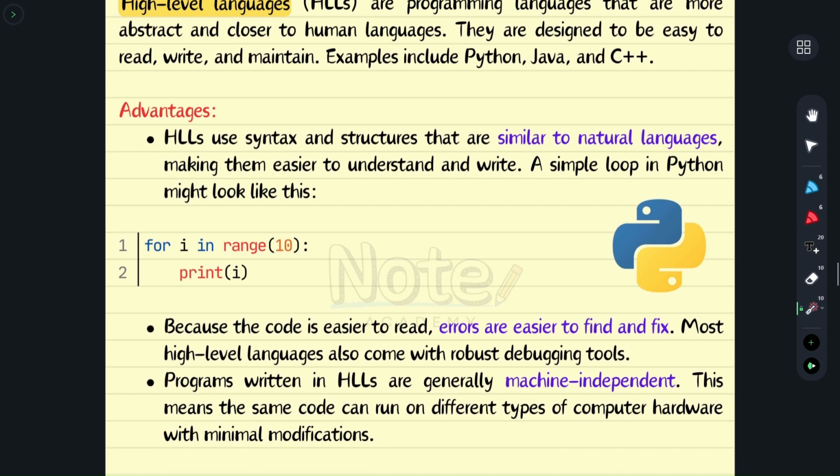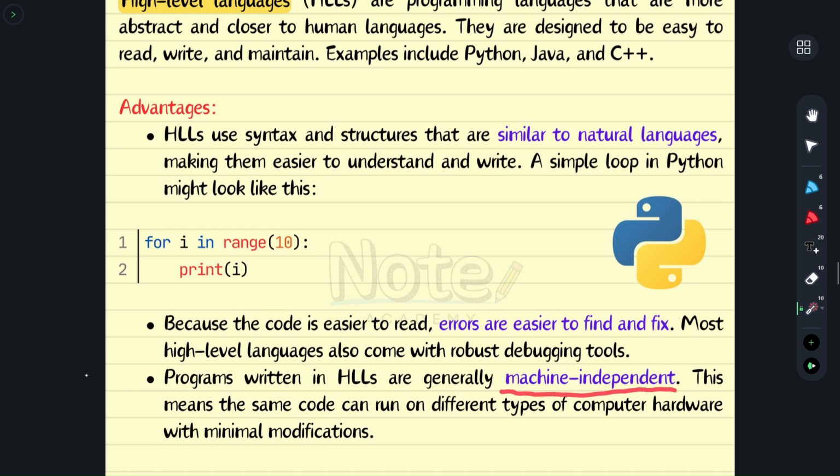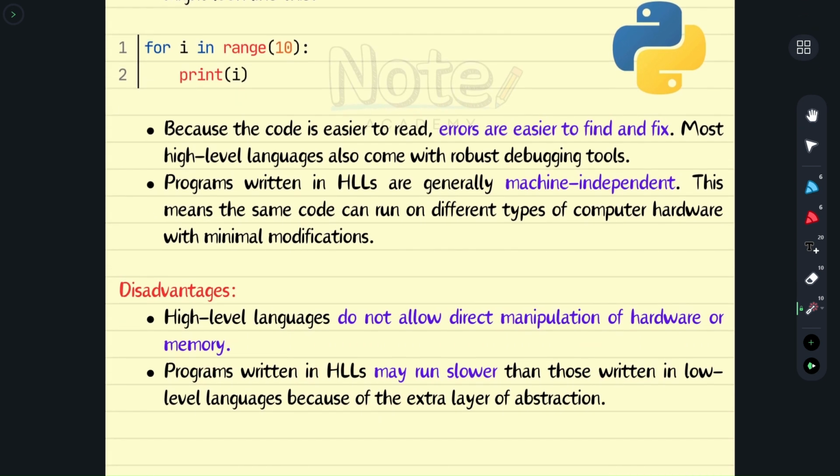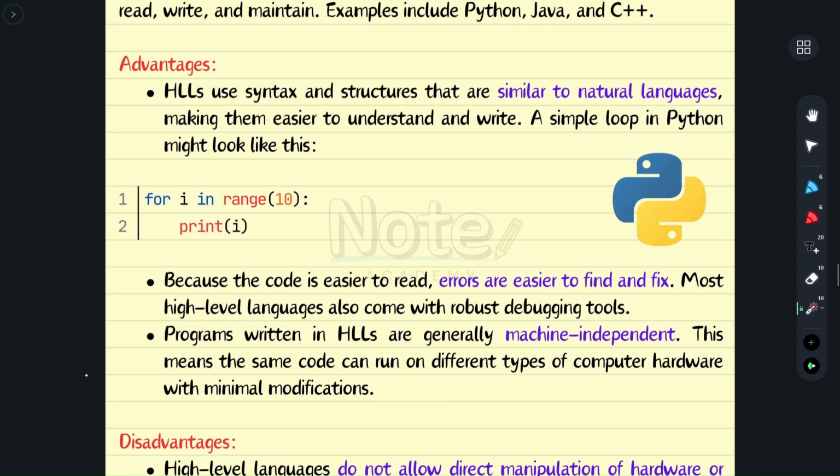Secondly, these are machine independent. This means that the same code can run on different types of computer hardware. So the Python on my PC and the Python on your PC will be the same. If I copy my code and paste it on your computer, it will work in the same way as it did on my PC. However, there are a few disadvantages. First of all, high-level languages may run slower, because these commands will still have to be converted into binary, which requires a little bit more processing.